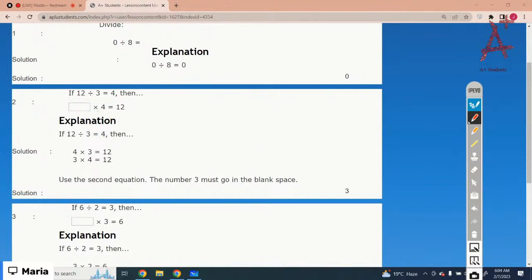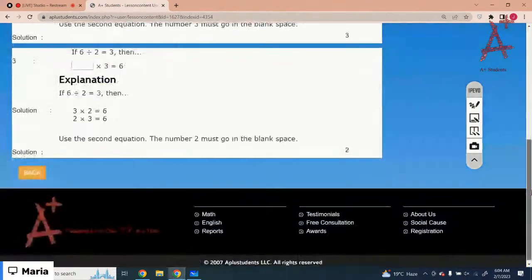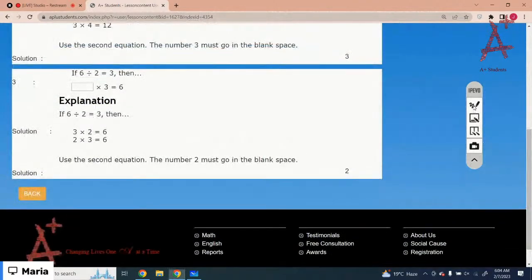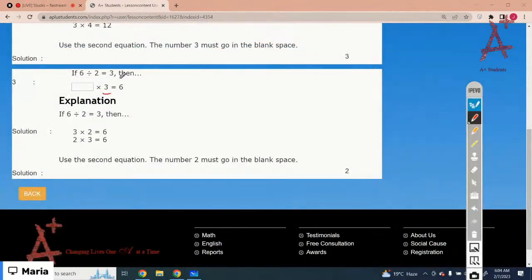Okay, the next one is 6 divided by 2 equals 3. So division and multiplication are opposite to each other. You can just match numbers from here, 3 and 3. Here you have 6 and 6. You don't have 2 here. That means the missing number here is 2. Got it?